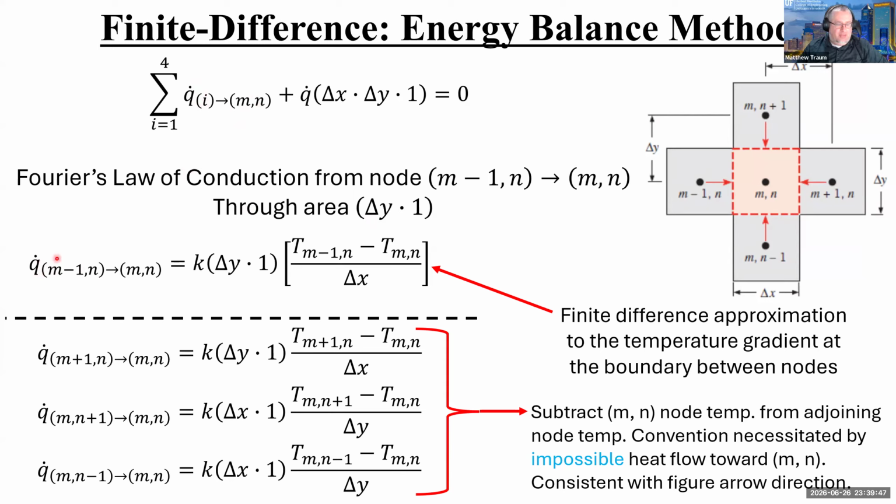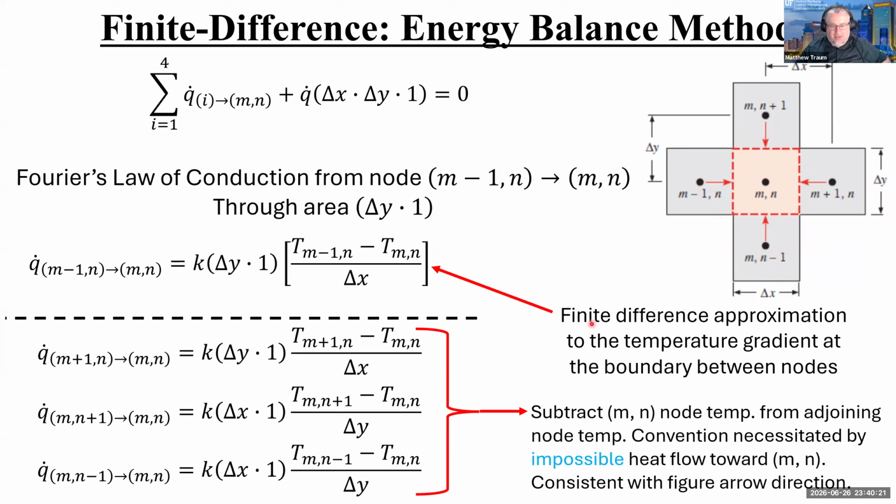So what is the heat flux for that particular node? The heat flux from m minus 1 comma n into m, n is equal to the conductivity of whatever this material is, times the area that the heat is being transferred across, times the temperature difference from this spot to this spot, divided by the distance that the heat travels, which of course is delta x. Each one of these blocks is delta x wide, so from the center to the center of one of these blocks, that distance is delta x.